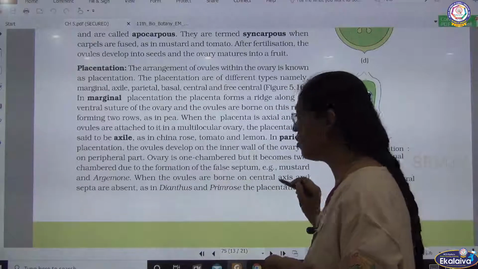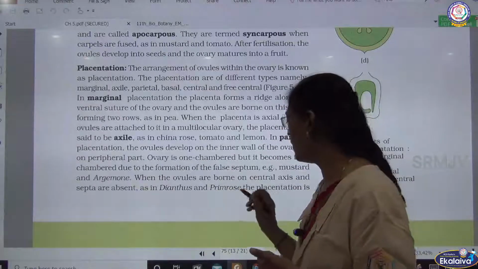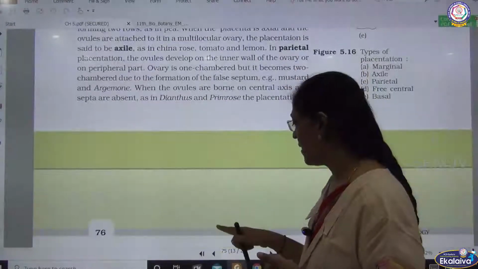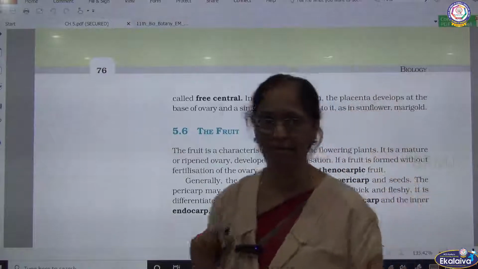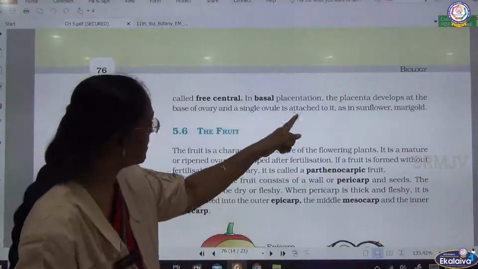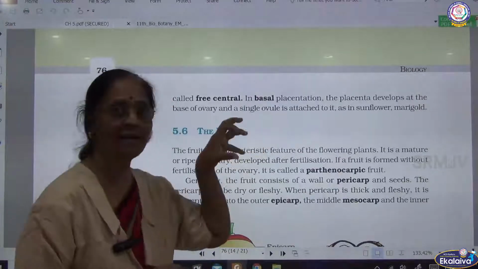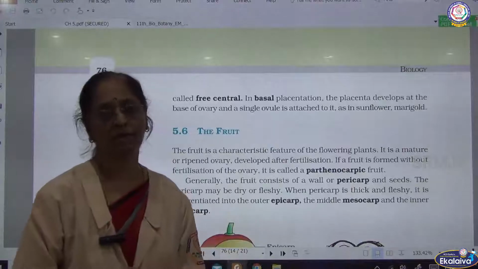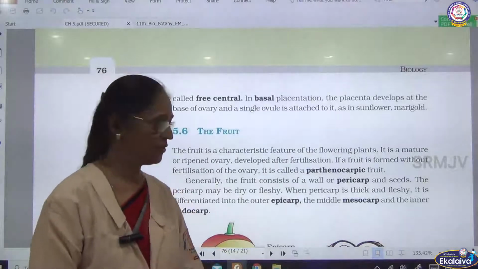And when the ovules are borne on the central axis, and if the septa is absent, then you will call it as free central, which you will find in primrose. And if the ovules are in basal placentation, we will find that the placenta develops at the base of the ovary, and only a single ovule is attached, which we will see in sunflower and marigold. We call such kind of placentation as basal placentation.